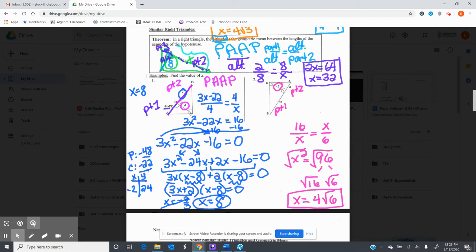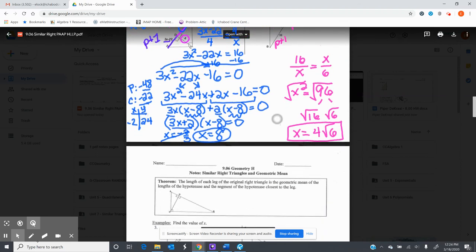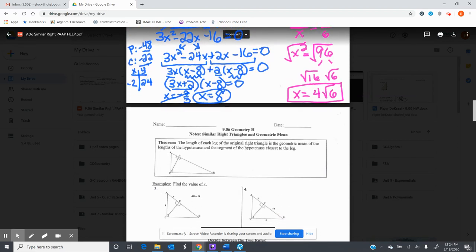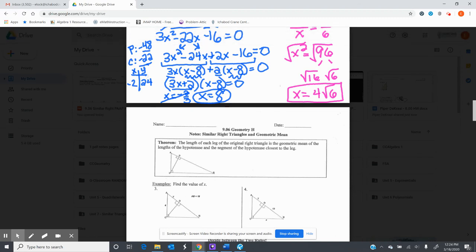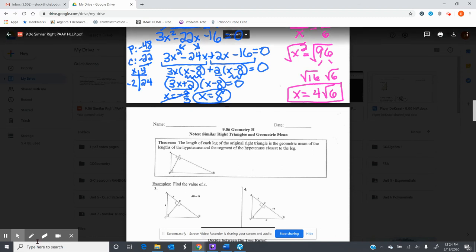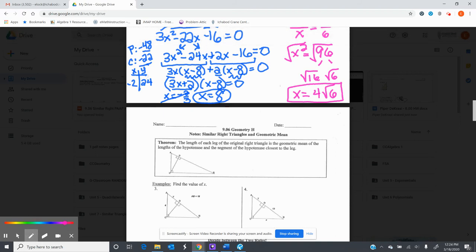The next rule is called the HLLP rule, HLLP, and the theorem here says the length of each leg of the original right triangle is the geometric mean between the length of the hypotenuse and the segments of the hypotenuse closest to that leg. So a reminder, the big triangle has 3 pieces. It has a leg AC, a leg CB, and again, the big hypotenuse AB. So here, there's not going to be a measure next to the altitude. So that's like our clue that we need this rule called HLLP.